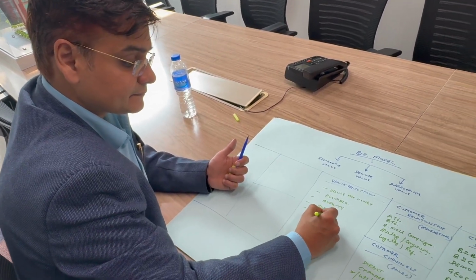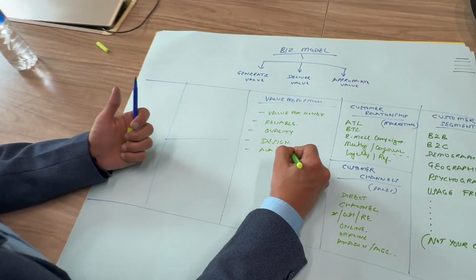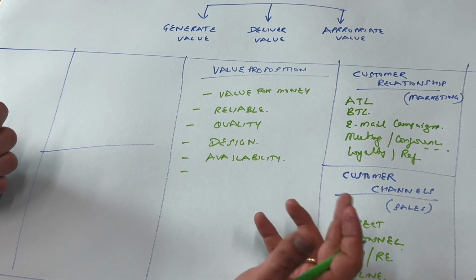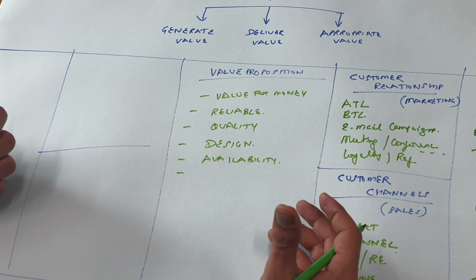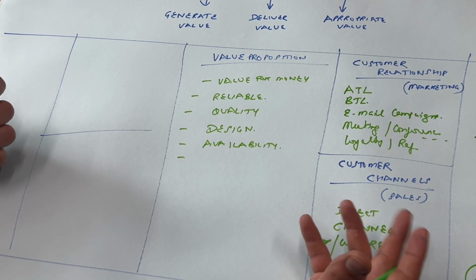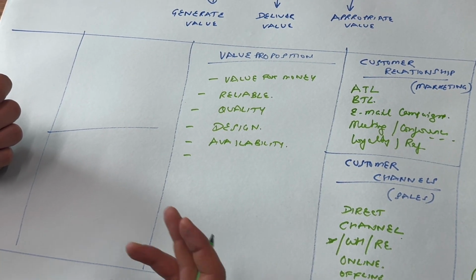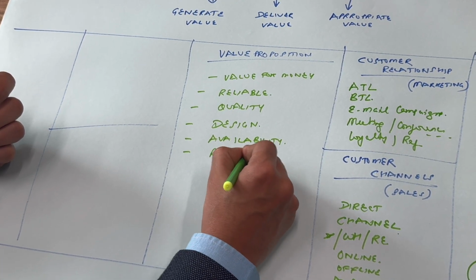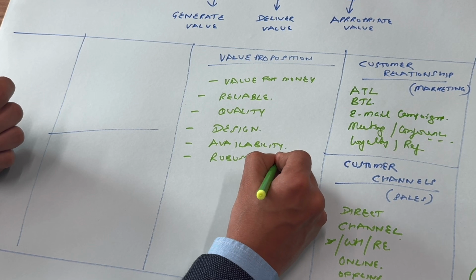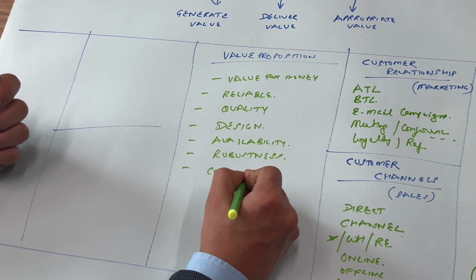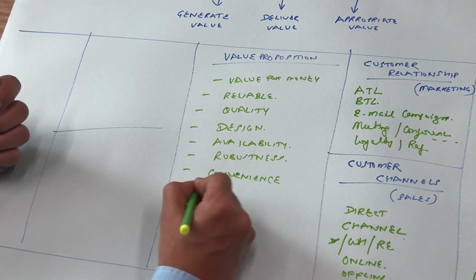Availability. Something that you will always find wherever you go. Bisleri is always available in every part of the country. You will always see a Bisleri bottle, so it has made its mark like that. Robustness. Royal Enfield comes to mind. Convenience. Honda Activa comes to mind, and so on.